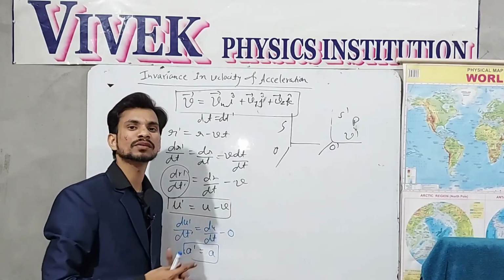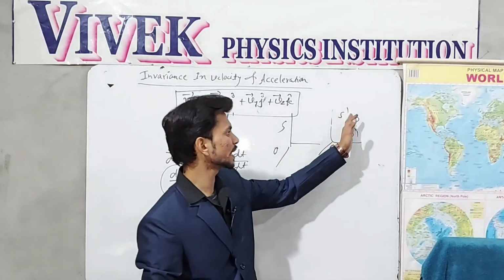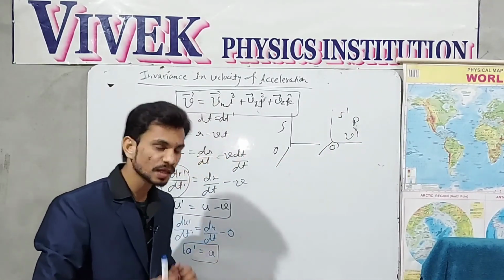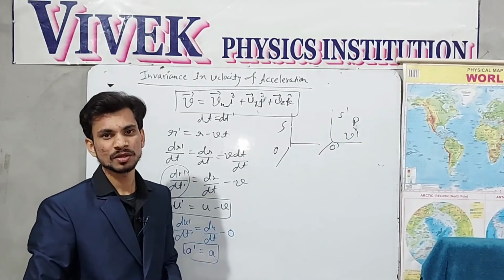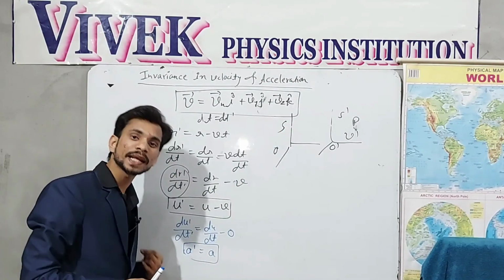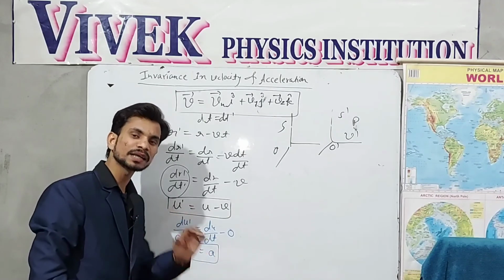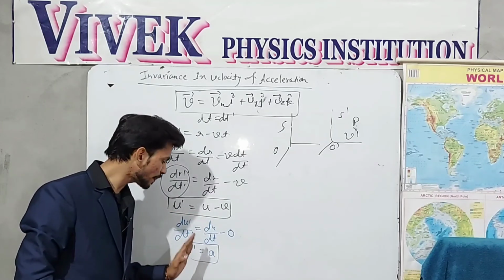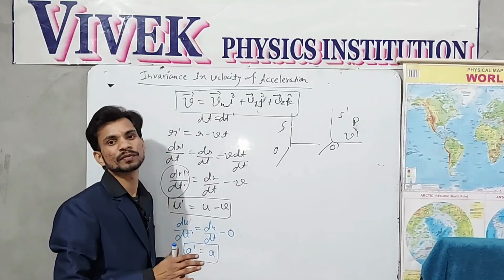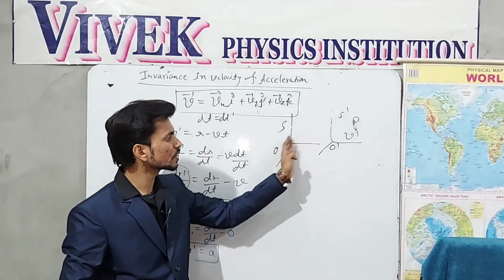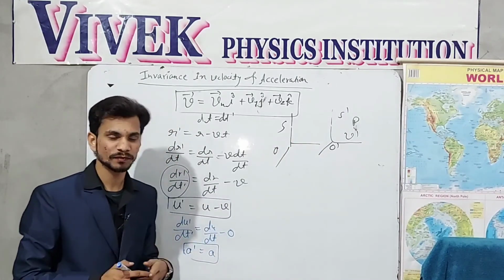So whatever the acceleration in frame of reference S dash is just the same as the acceleration in the frame of reference S. So Galilean transformations are invariant. We can say that Galilean transformations are invariant in the context of the acceleration, or acceleration is invariant in all kinds of inertial frames of reference.